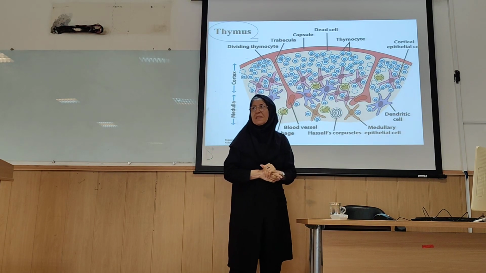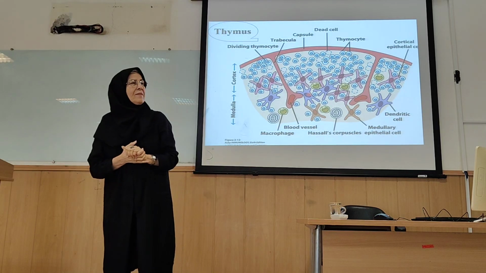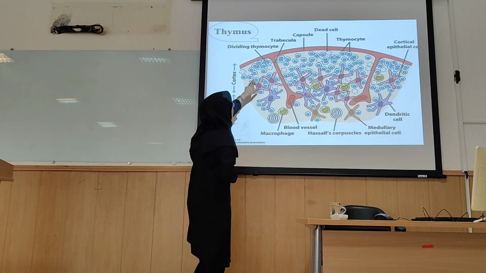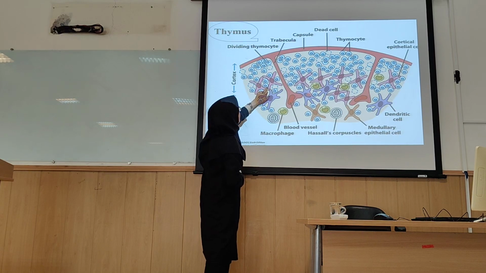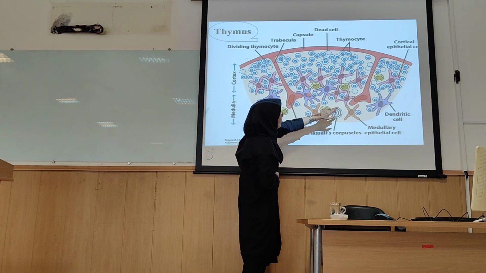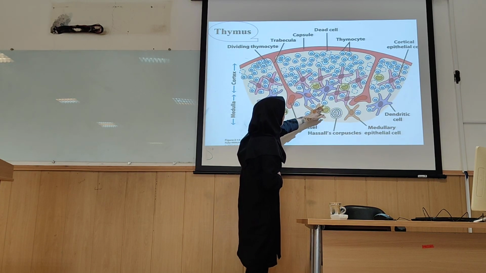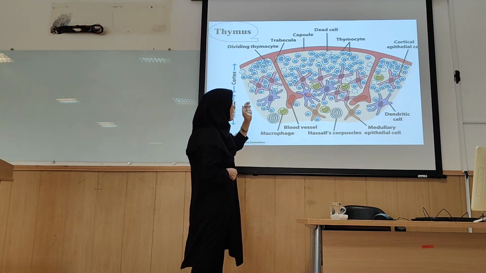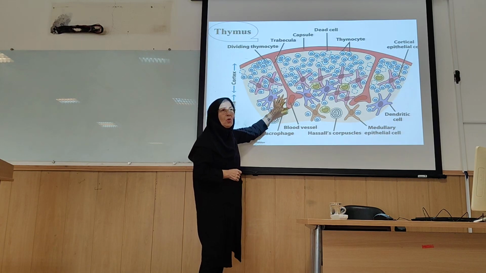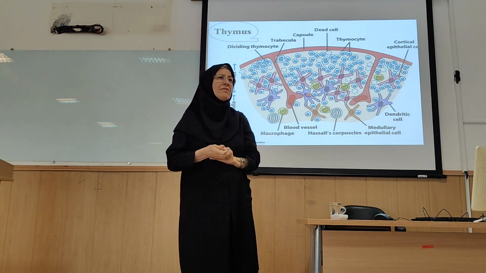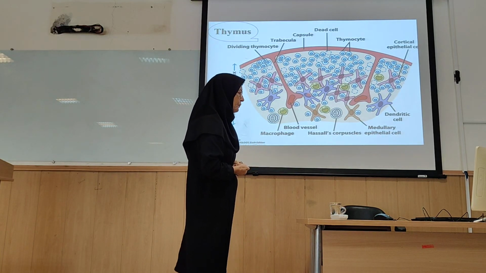The maturation of the T cells happens in the thymus. These are thymocytes, and these are epithelial cells, cortical epithelial cells, macrophages, dendritic cells. These are macrophages. In the thymus, all of these cells are involved in the development of the T cells.